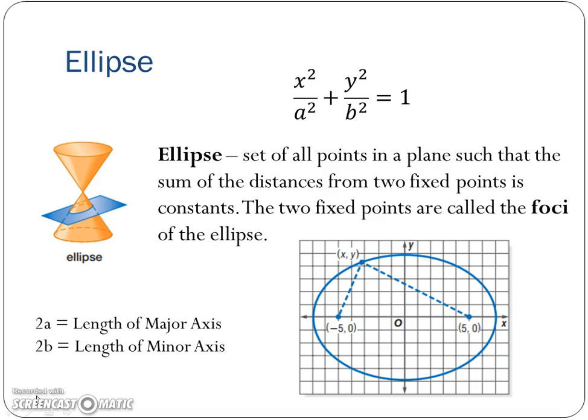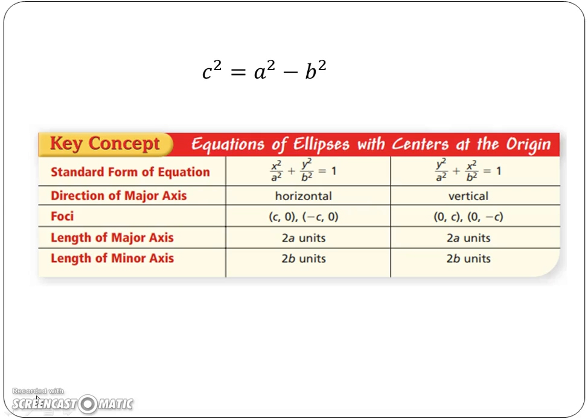So the ellipse is the set of all points in a plane such that the sum of the distances from two fixed points is constant. The two fixed points are called the foci of the ellipse. Our standard form for an ellipse is x squared over a squared plus y squared over b squared equals 1, where 2 times a is the length of the major axis and 2 times b is the length of the minor axis. So again, 2 times a is major, 2 times b is minor.